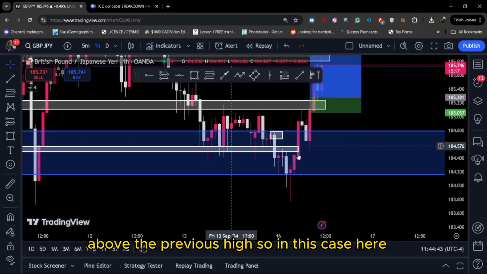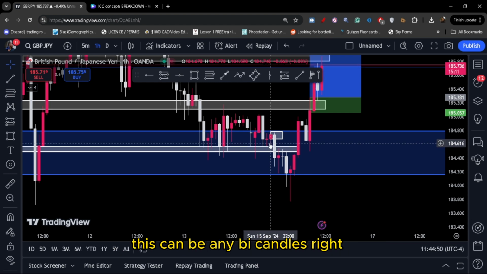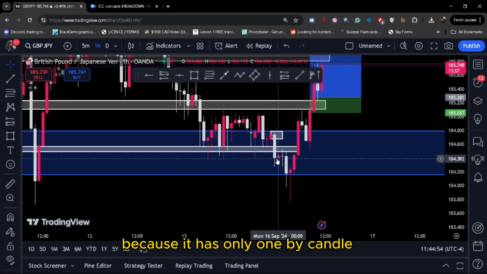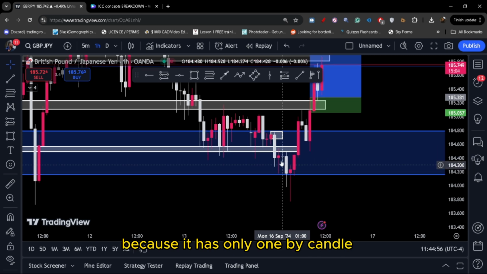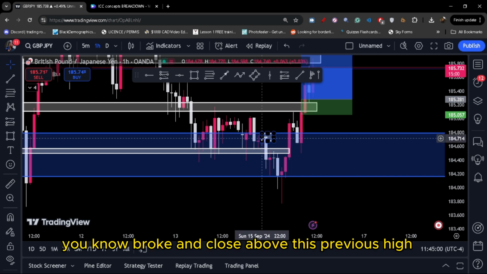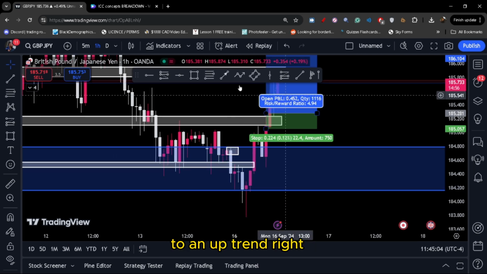So in this case here, we determine a high based on at least 2 solid buy candles, right? It can be any buy candles. In this case here, this cannot be considered the high, because it has only 1 buy candle. So in this case here, price broke and closed above this previous high, indicating that price has switched from a downtrend to an uptrend, right?